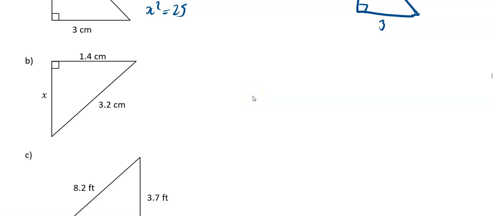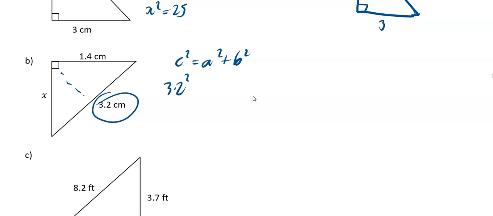Okay, the next one, I'm going to just say c squared again. So c squared is equal to a squared plus b squared. And then in this case, what is your hypotenuse? Let's have a look. It's the 3.2. So 3.2 squared is equal to x squared plus 1.4 squared. Okay, my numbers aren't going to work out just as nice, but that is absolutely fine.